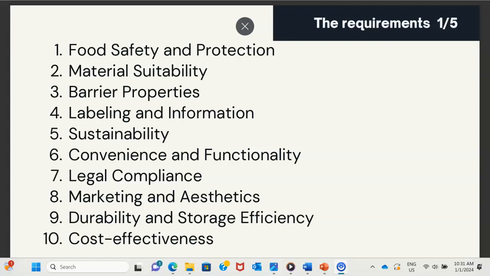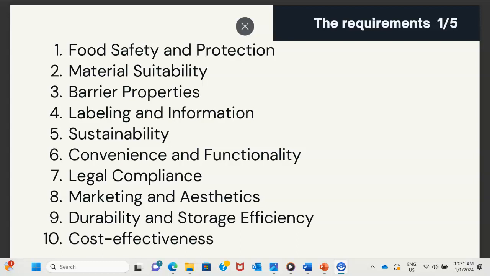The seventh requirement is on the legal compliance. Food packaging must comply with local, national, and international regulations and standards, which can vary widely depending on the region and the type of food product that you are producing. And let's say you wanted to supply food internationally, for example, in Brunei or in China or in Europe, they have different legal standards and regulations that you have to comply with, and hence you have to check with the standards that they are following or abide to.